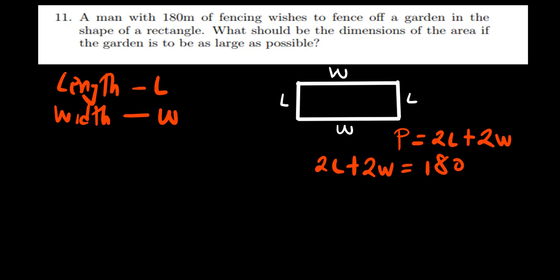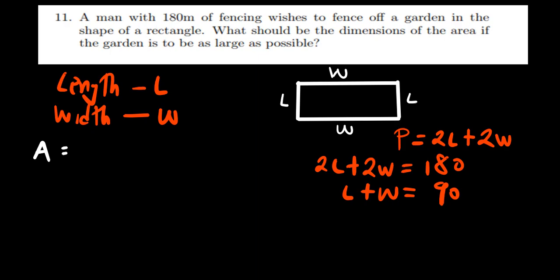Okay, so now what do we do? We can divide throughout by 2, so that we're going to remain with L plus W is equal to the half of 180, that is just 90. Okay, and that is our perimeter. Now how do we find the area?